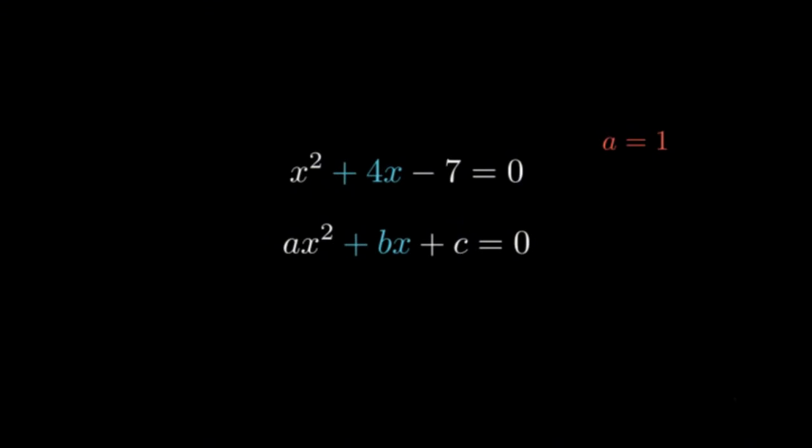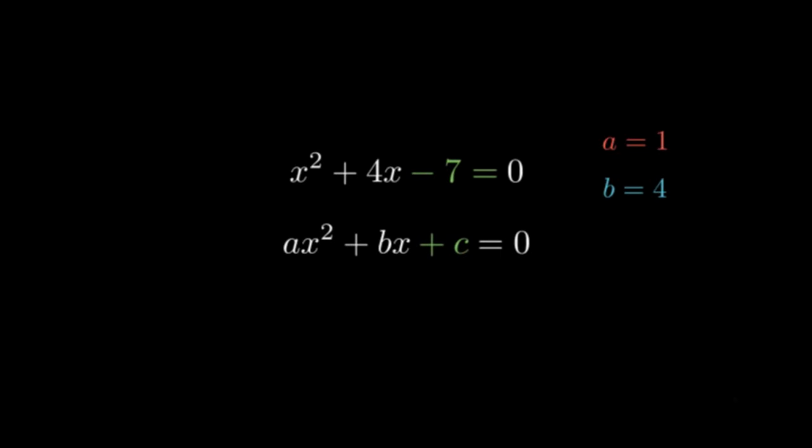Next, we need to identify the coefficient of x, which is b in our standard form. This middle term affects where the axis of symmetry of the parabola is located. In our equation, we can see the term plus 4x. This tells us the coefficient of x is 4. The positive sign indicates the parabola's axis of symmetry will be shifted to the left of the y-axis.